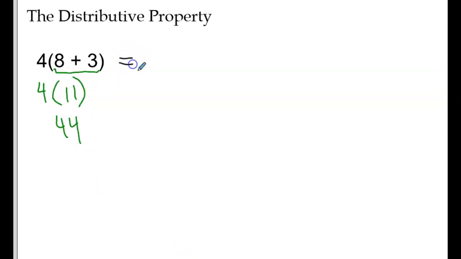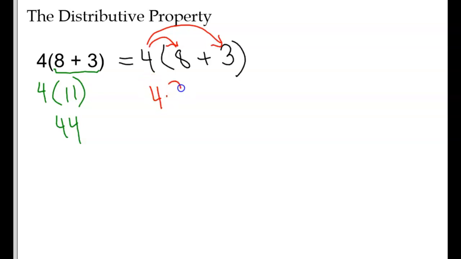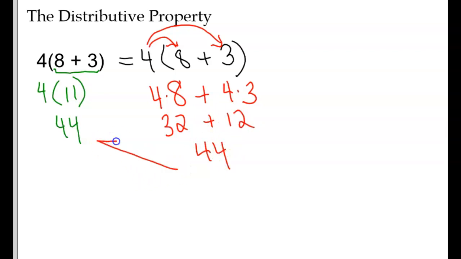The distributive property is interesting because it tells us that there's another way we can simplify this expression. What we do with the distributive property is we take this 4 and we multiply it by both of those terms that are in the parentheses. So 4 times 8 plus 4 times 3. 4 times 8 is 32 plus 4 times 3 is 12. That's 44. We get the same answer. So the distributive property tells us there's another way you can simplify this expression and get the same answer.